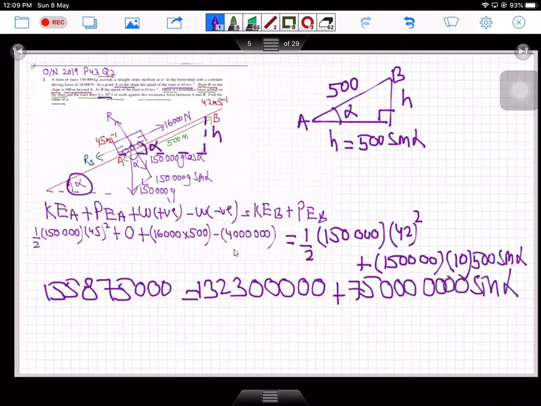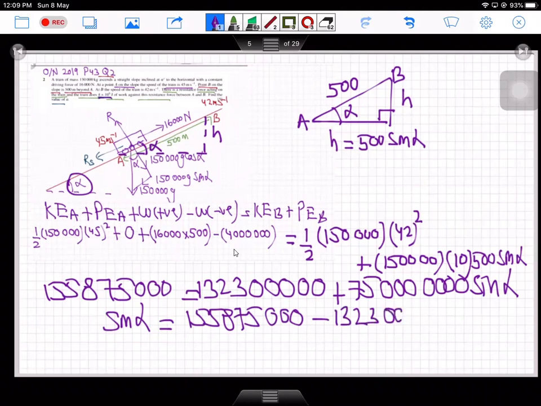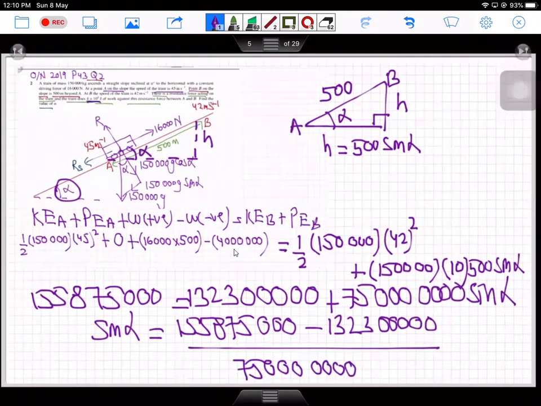So first of all, make sine alpha the subject of the equation. So you know what you need to do. Sine alpha will be equal to 155,875,000 minus 1,323,000,000 divided by 750,000,000. This will give you the value of sine alpha.